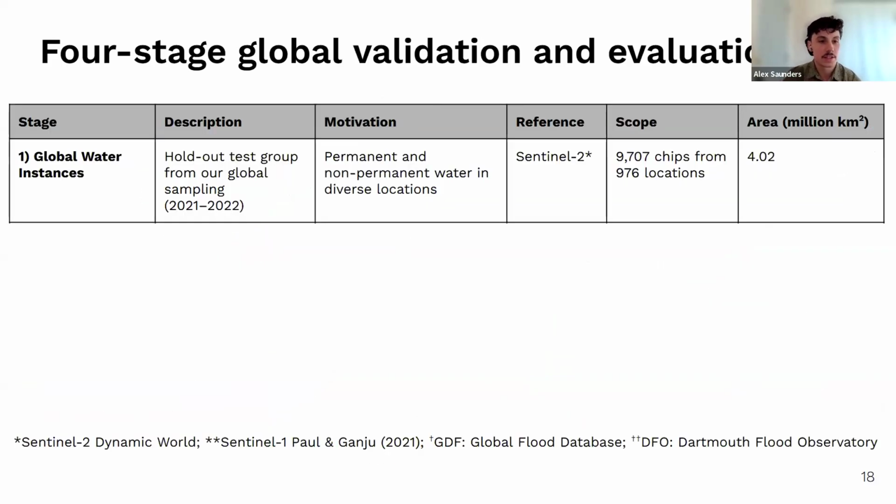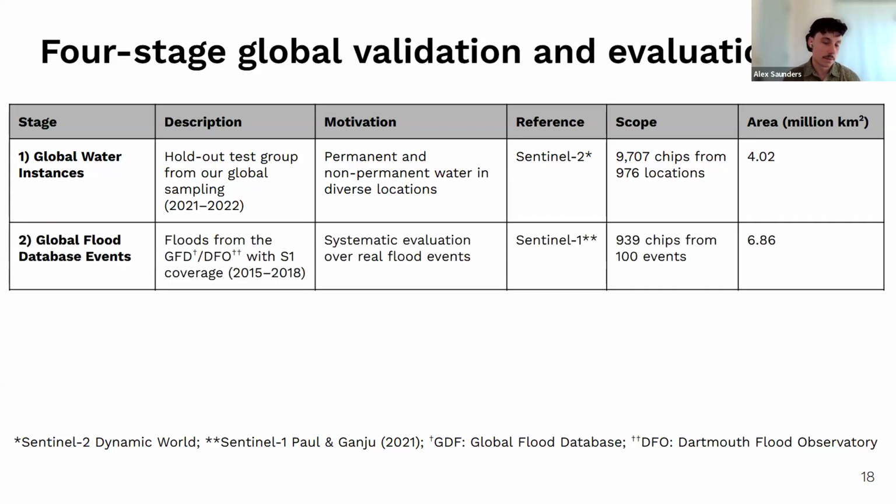So the first of those stages, global water instances, was actually the test group from the training data set that Jonathan already showed us. So those chips that we held out from that, nearly 10,000 chips across nearly 1,000 locations, and we used the Sentinel-2 Dynamic World as our reference data there. That was a mix of permanent and non-permanent water.